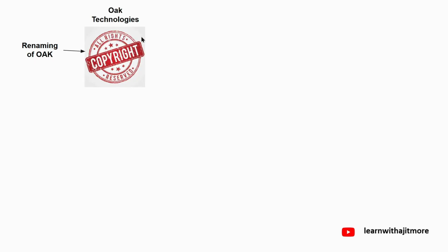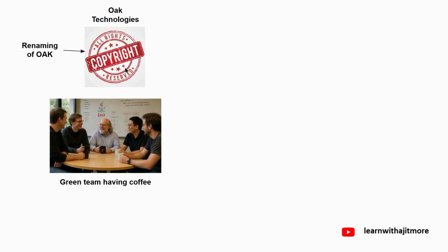So that copyright claim came and then they decided let's give some new name. Now what should be the new name? Okay, so renaming of Oak, in Marathi we say परत बारसं करायचं, again नामकरण करणं. Okay? Why? Because as I said, Oak Technologies put a copyright claim. Then this team was deciding what name should be given. Right?